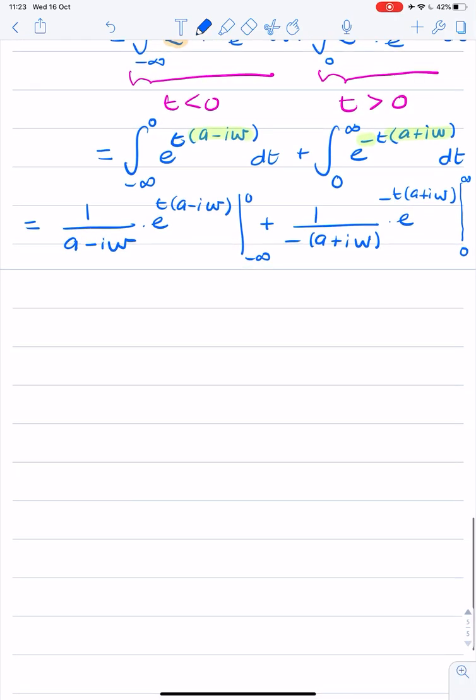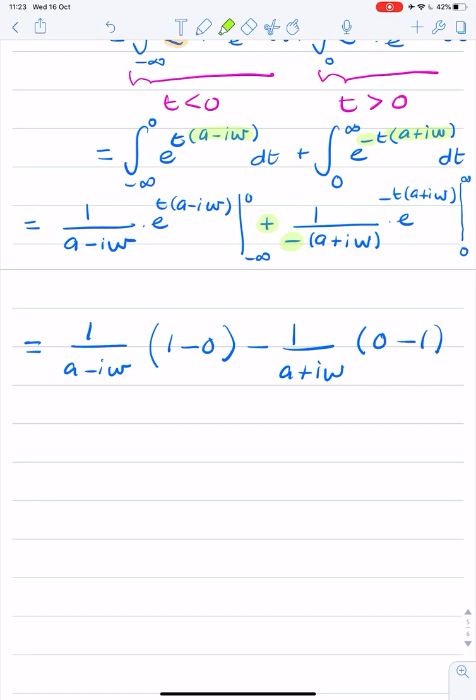So the next step is easy. You just have to substitute. So 1 over a minus i omega into 1 minus 0, and this minus sign will replace the plus, so we'll have minus 1 over a plus i omega into 0 minus 1. Now these two minuses turn into a plus, and we have the sum of two fractions.